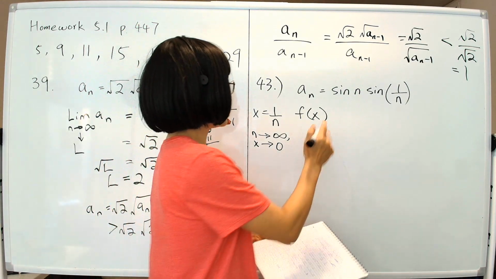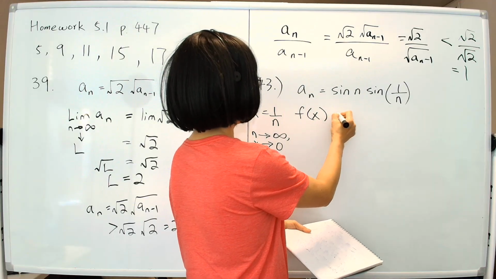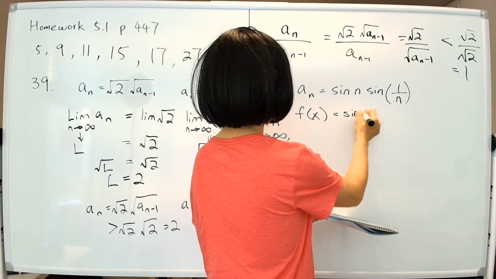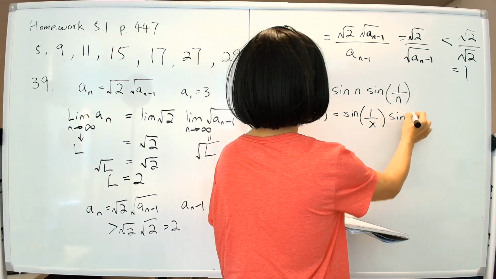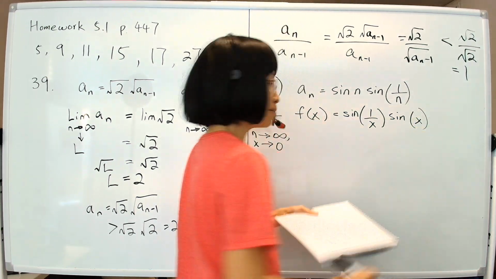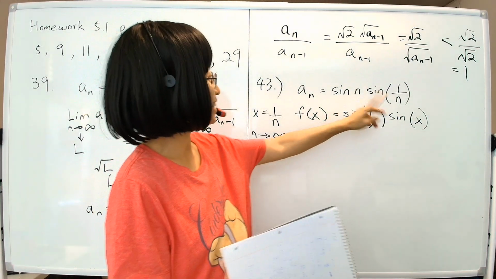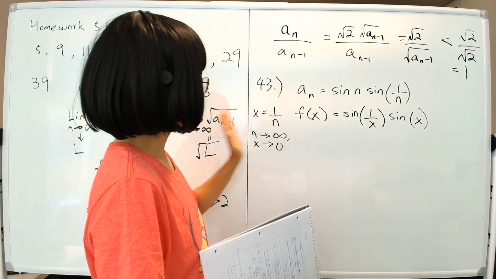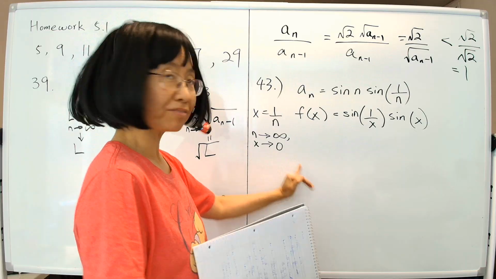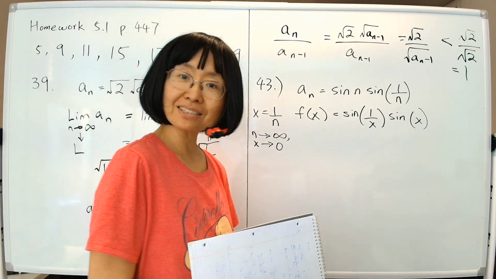So then f of x equals sine of 1 over x, and then sine of x, which is the same function, just because the way it is symmetrical. So to calculate n goes to infinity, all we have to figure out is what happens to this thing when x goes to 0.